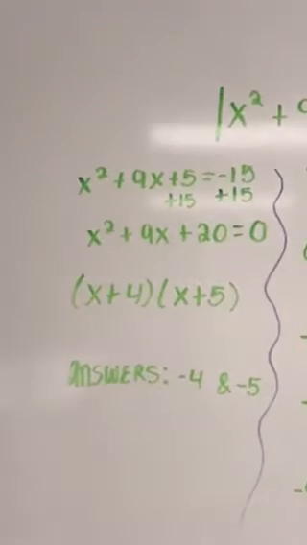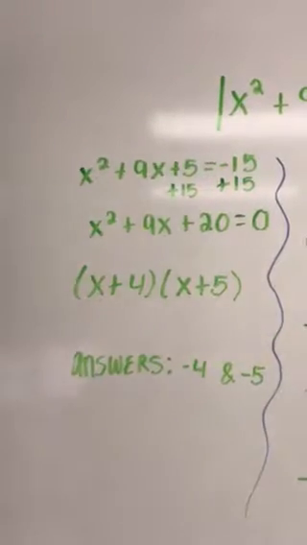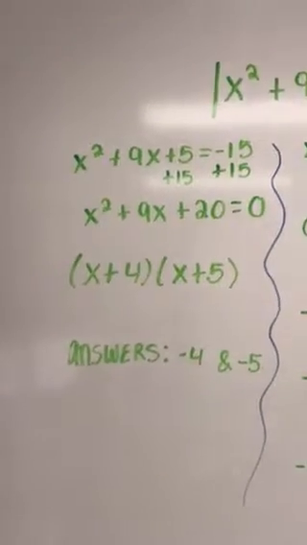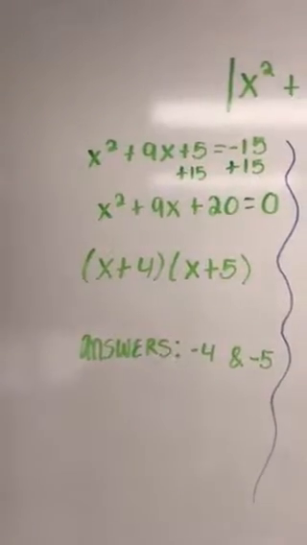So we added 15 to both sides, and we get x² + 9x + 20 = 0, and then we can just factor it out.